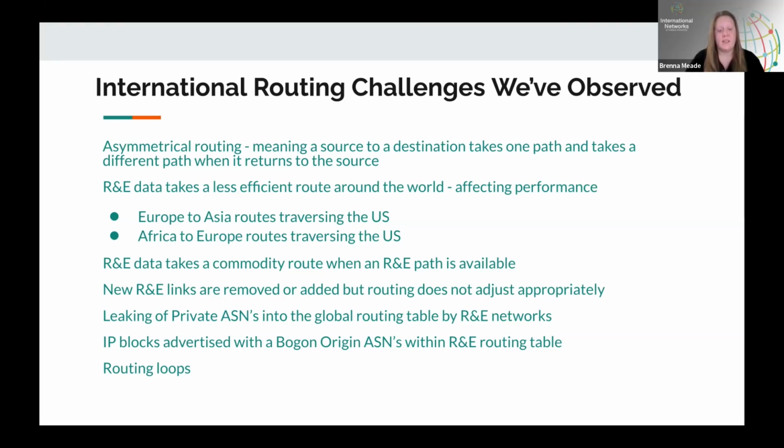Leaking of private ASNs into the global routing table by R&E networks. IP blocks advertised with a Bogon origin ASNs within the R&E routing table. And then a new one this year is routing loops.